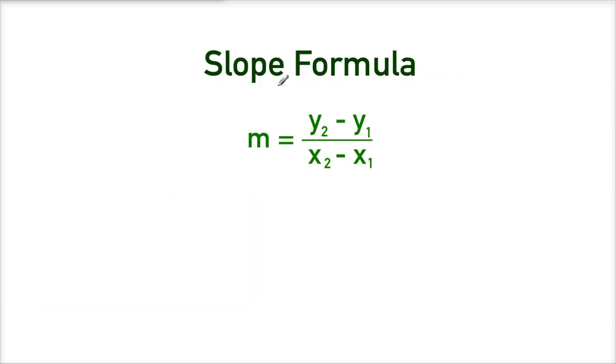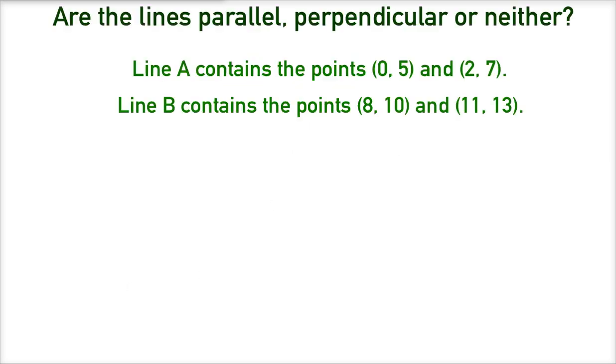Also remind yourself how to find the slope between points. This is the slope formula that we use when we're given 2 points. It's the slope equals y2 minus y1 over x2 minus x1. Let's copy this just in case.